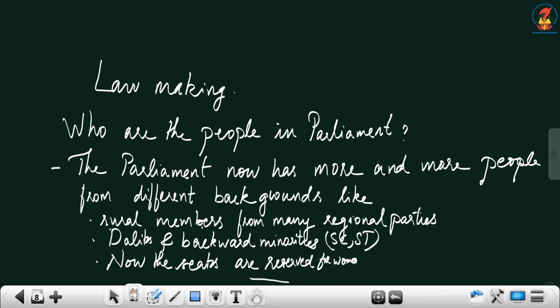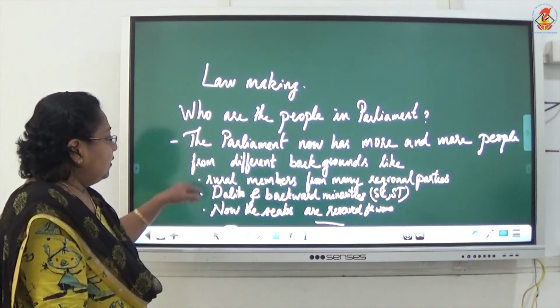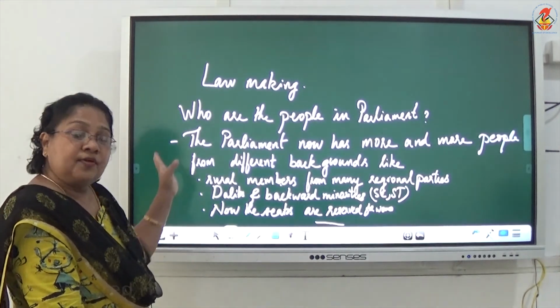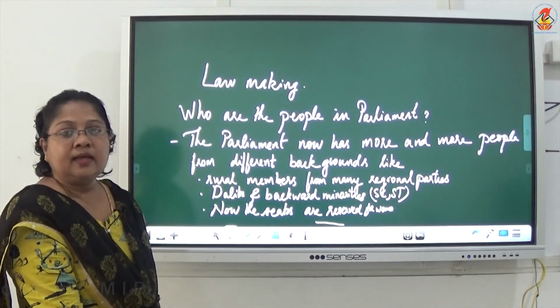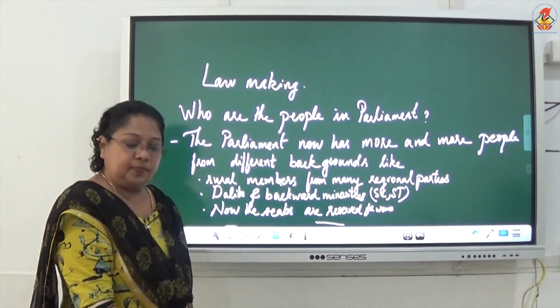So these people are also given an apt chance in our parliament. They are Dalits, backward classes, that is SC, STs. Then now onwards, women are also given representation in the parliament. So the people in the parliament represent different parts of the country and different sections, all having equal representation in the parliament. So that is all about today's topic.